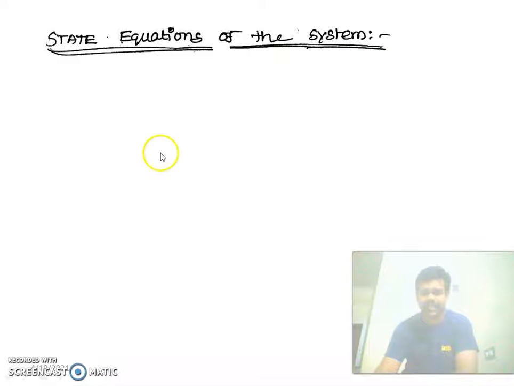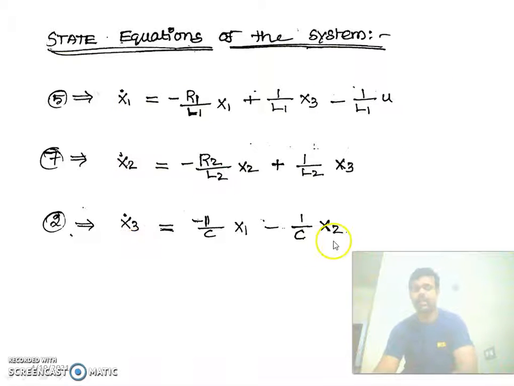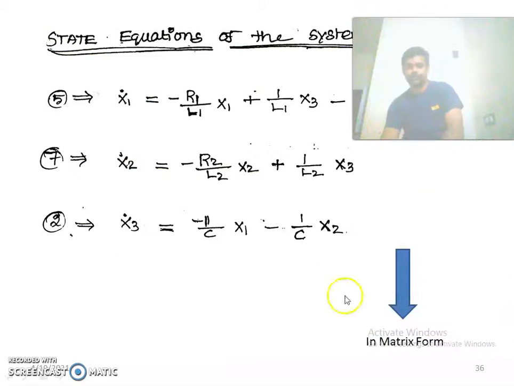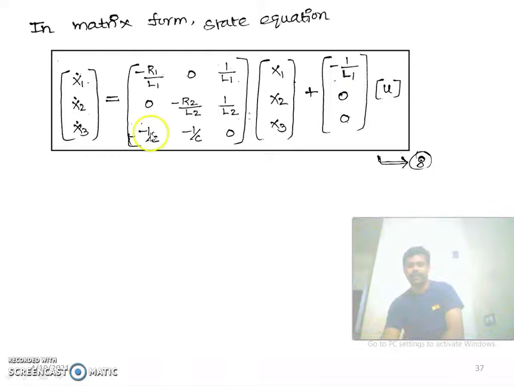Now we are going to write the state equation. So for the state equation, we have calculated x1 dot, x2 dot and x3 dot. Now we are going to write it in matrix form. So in matrix form we will be writing it as x1 dot, x2 dot, x3 dot.